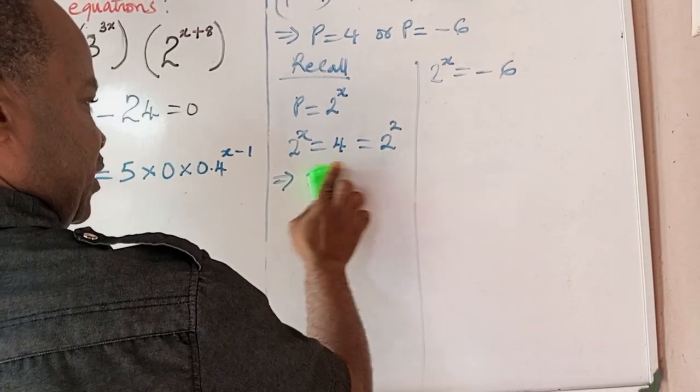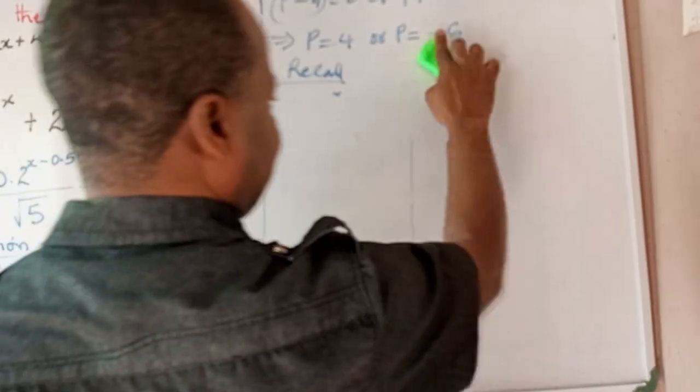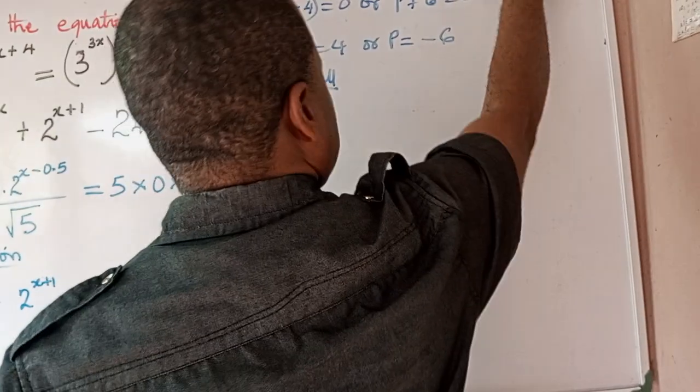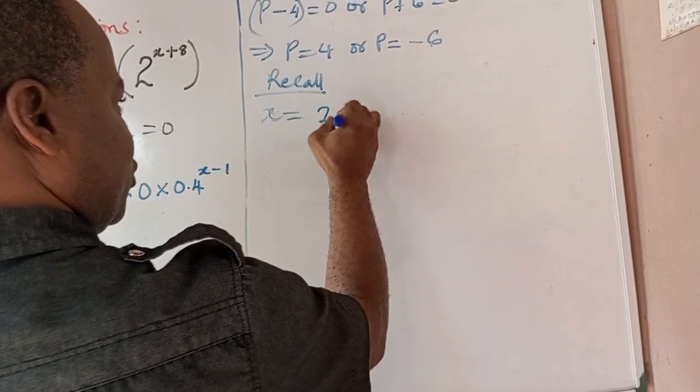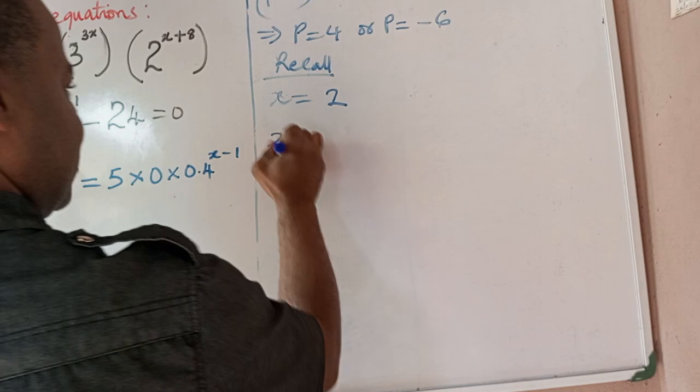Hoping that you can copy this very fast. So I'll write again that x is equals to 2. Now let's look at the third question.